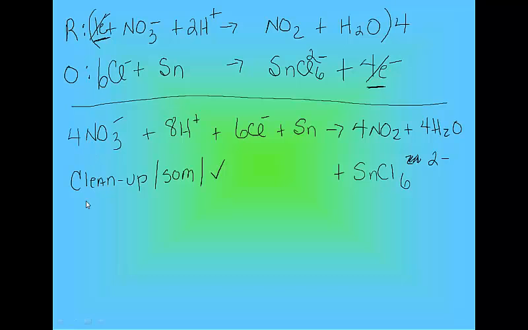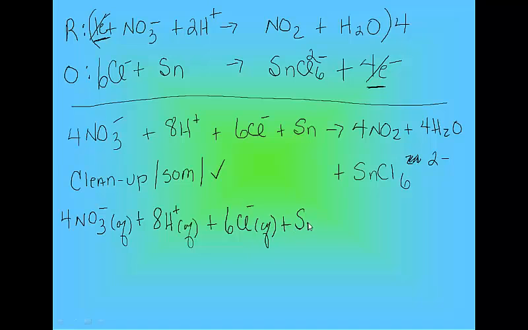Four nitrates, that's the only spot for 4 nitrates, so it stays put. It is an ion. If it's an ion, it's aqueous. I have 8 hydrogens on the left, none on the right, so it stays put also. Which of course correlates because my oxidized, I didn't need any. I don't have any oxygens or hydrogens. Ion, it's aqueous. 6 chlorides, aqueous because it's an ion. My tin is a metal at room temperature. That is a solid.